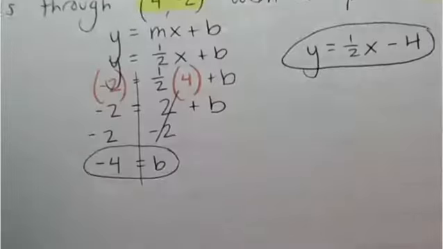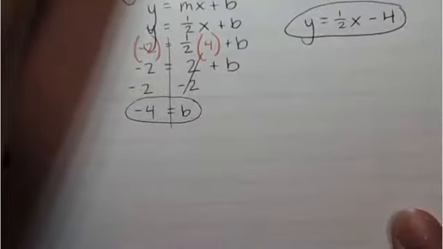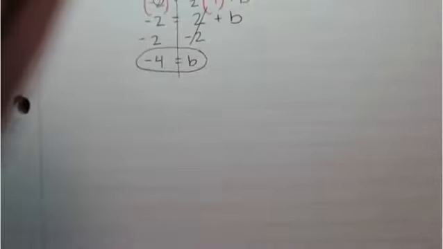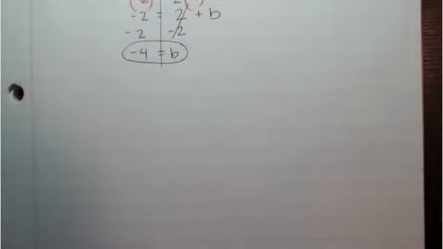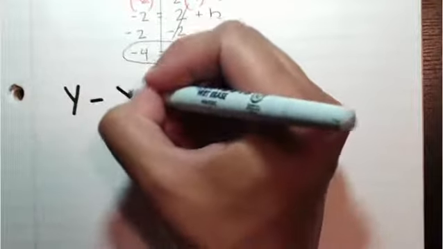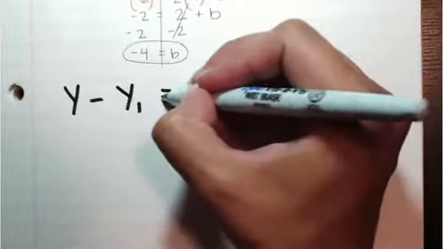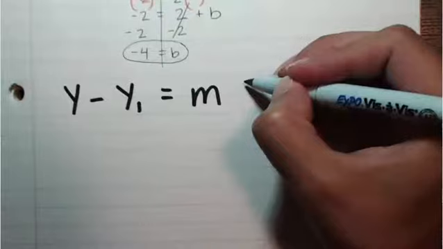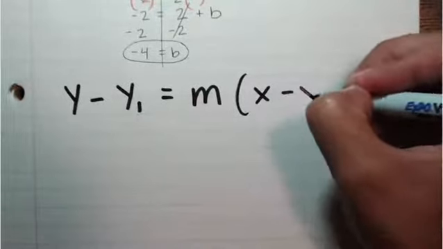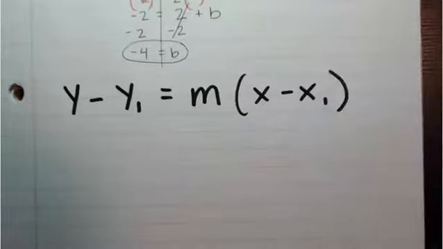Okay, so let's go ahead and write this formula down and discuss it just a little bit more so we feel pretty confident going into what we're going to be doing. So go ahead and write this pretty large. y minus y1 equals m times x minus x1. Okay, this is again our point slope formula.